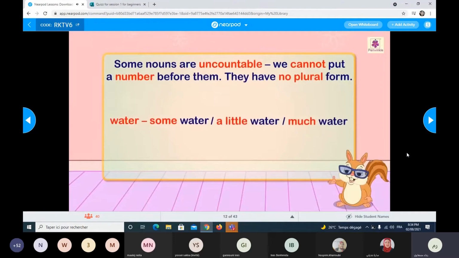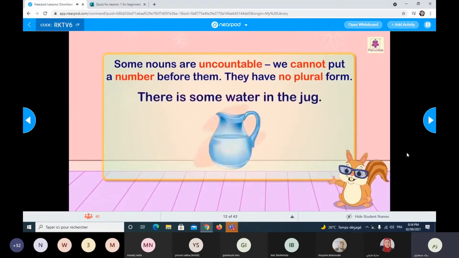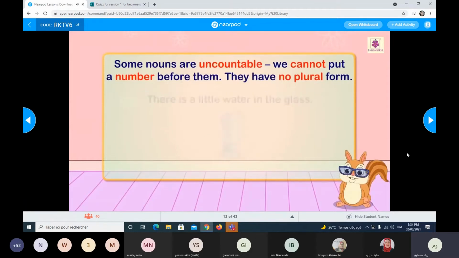For example, there is some water in the jug. There is a little water in the glass.